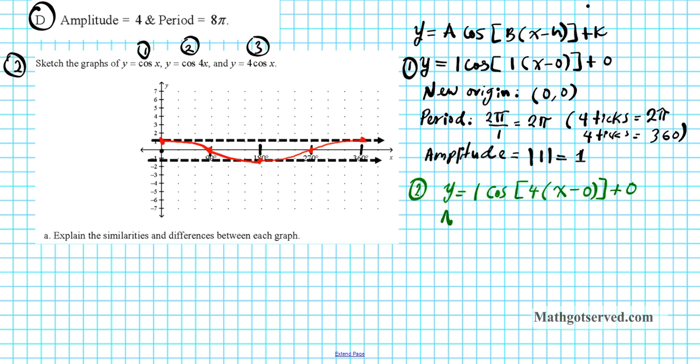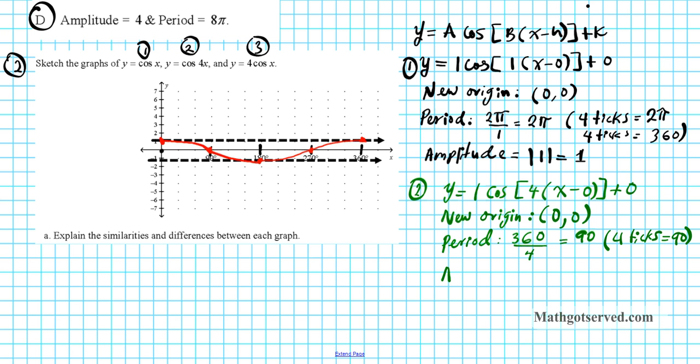Okay, let's find our new origin. New origin is going to be the opposite of the number next to x, which is 0, and then the number that's been added or subtracted from this term, which is 0 also. Our period is going to be 2 pi, or let's use 360 this time. 360 and 2 pi are the same thing. So 360 over b, where b is 4, so 360 over 4 is going to be equal to 90. So that tells us that for our calibration, 4 ticks is equal to 90.